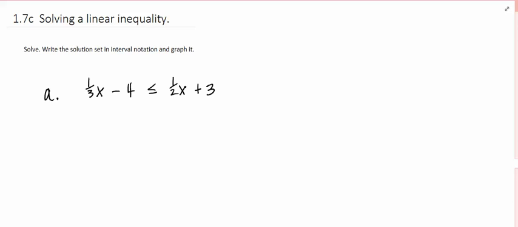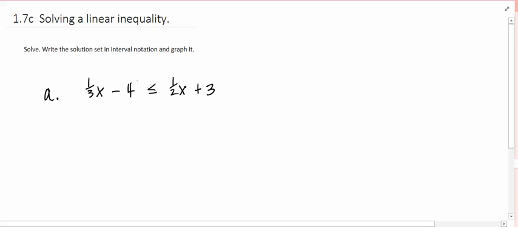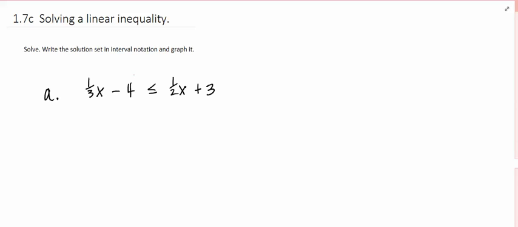We're going to go ahead and now solve a linear inequality that involves a least common denominator. If you haven't seen my 1.7b, you might look at that before you look at this one. So let's take a look at this inequality. It says 1/3 x minus 4 is less than or equal to 1/2 x plus 3.